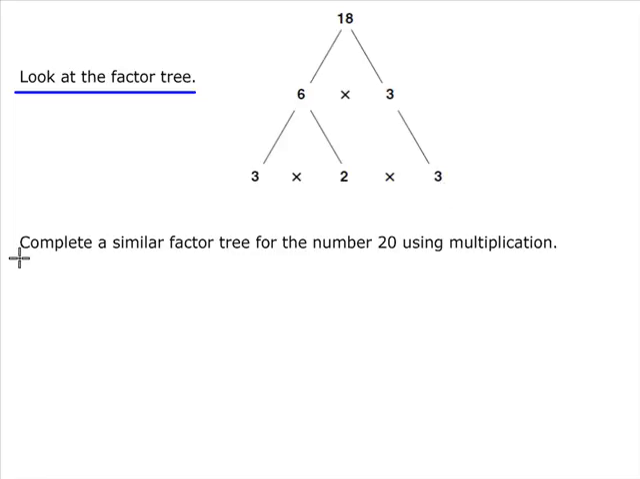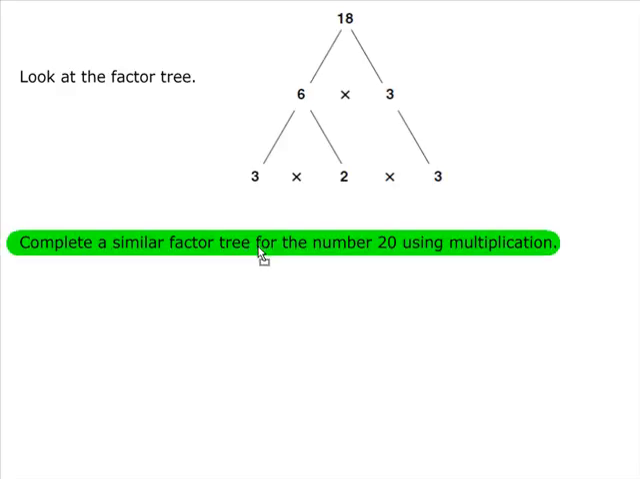And then we read that we're supposed to complete a similar factor tree for the number 20 using multiplication. Well, let's begin by highlighting the key part here. And the key part here is for us to complete a similar factor tree for the number 20 using multiplication. Alright, so let's go ahead and write the number 20 down here.